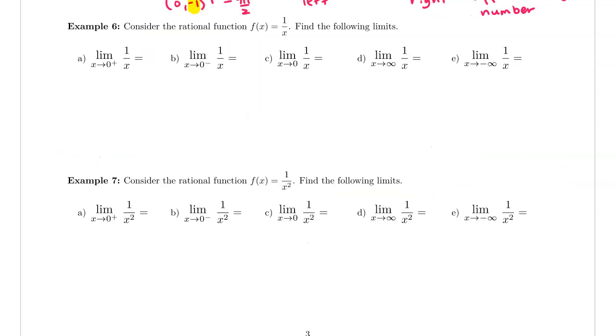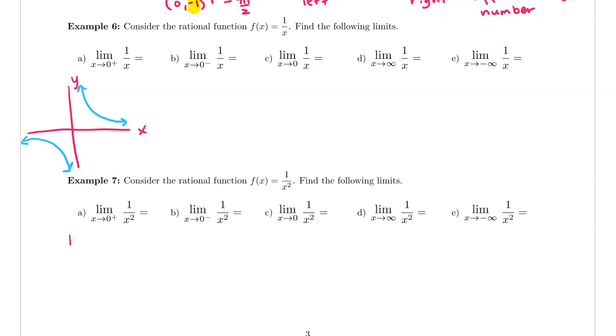So example 6 says, consider the rational function f of x is equal to 1 over x. Find the following limits. I'm going to quickly go through example 6 and 7 together. So here's my graph. If I were to graph the function y equals 1 over x, it looks something like this. It's only going to exist in quadrants 1 and 3.